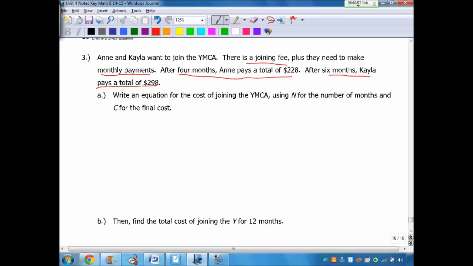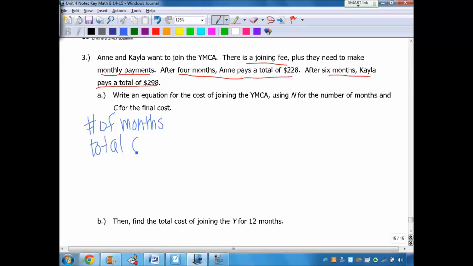So question A says to write an equation for the cost of joining the YMCA using N for the number of months and C for the final cost. Well, in order to be able to do this, we need to, first of all, decide what our variables are. So there are 2 different things that are changing in this problem. Our 2 things that are changing are the number of months, all right, and the total cost.